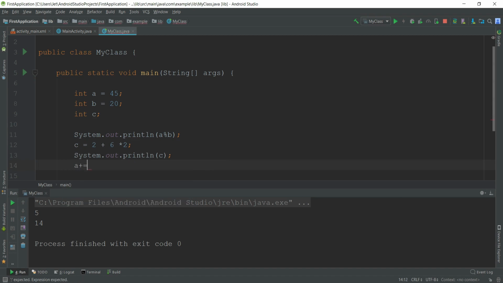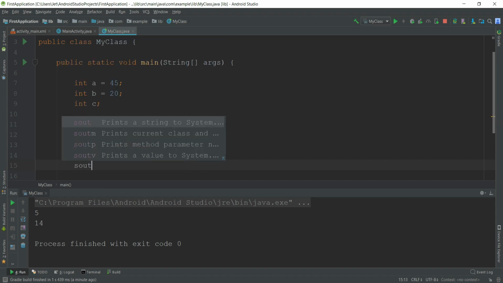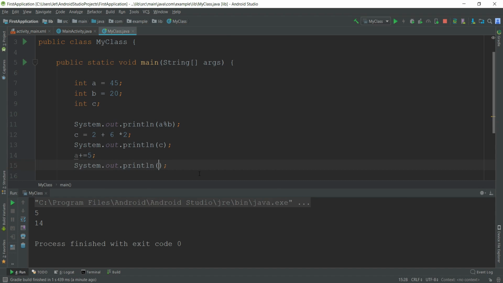At papakita ko lang sa inyo guys yung iba't ibang klase ng shortcut ng pagka-add. Hindi lang sa add, pwede siya sa division, subtraction, and multiplication. And even to the remainder. Gagawin ko is A plus equals to 5. And set natin yung, at i-print natin yung A. The value of A.